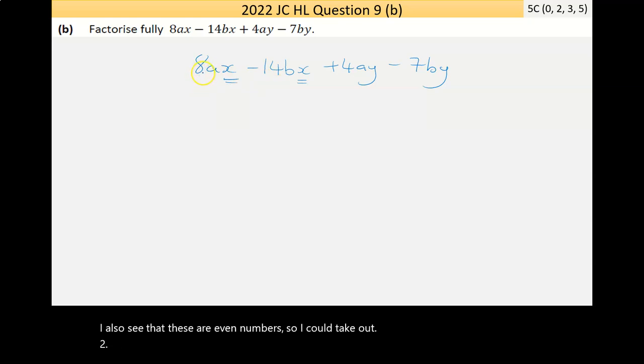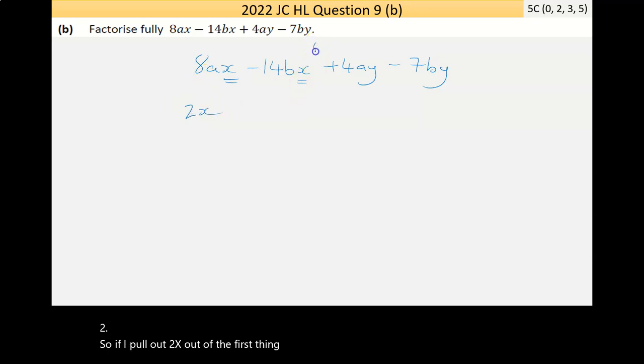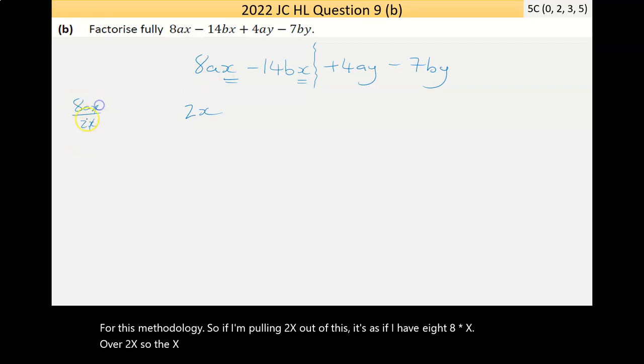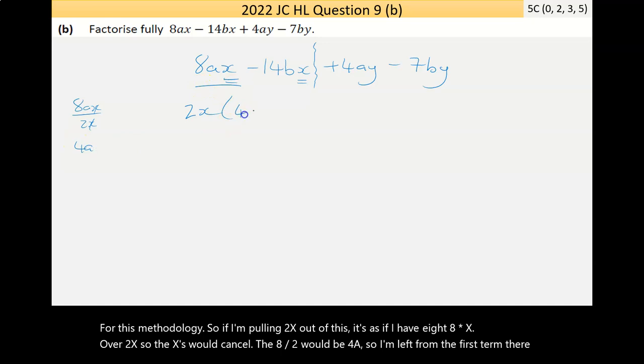Okay. So if I pull 2x out of the first thing, I should say, usually I just say split it down the middle for this methodology. So if I'm pulling 2x out of this, it's as if I have 8a times x over 2x. So the x's would cancel. The 8 divided by 2 would be 4a. So I'm left from the first term there with 4a.